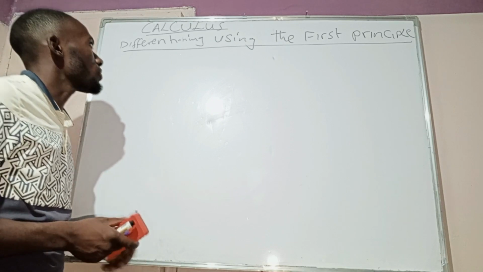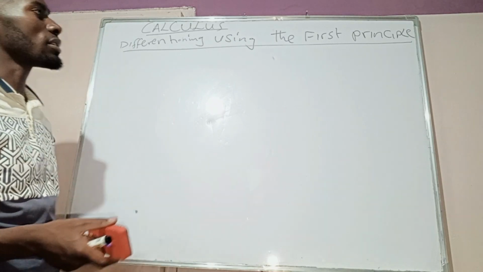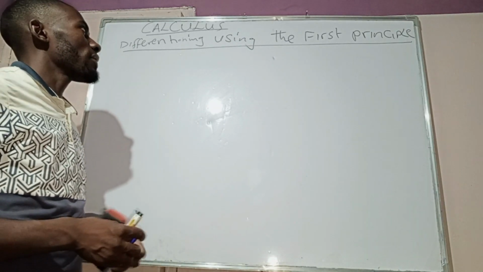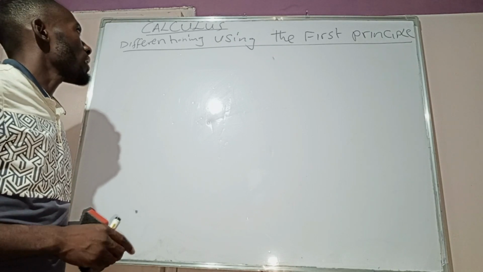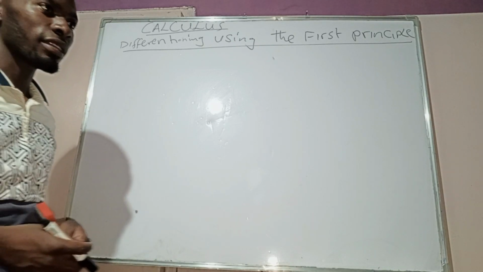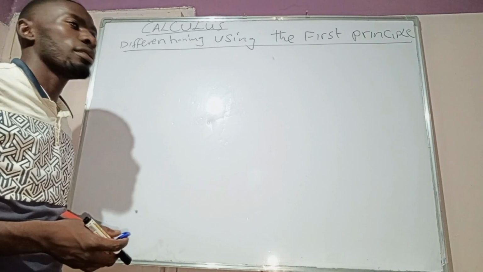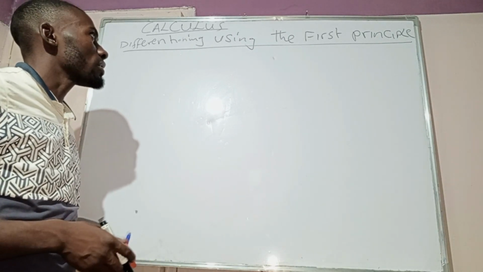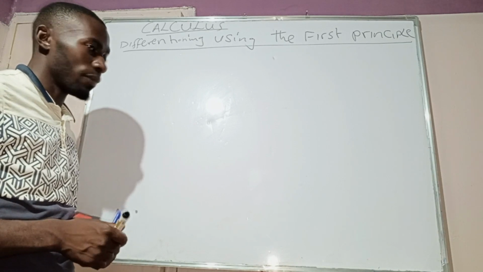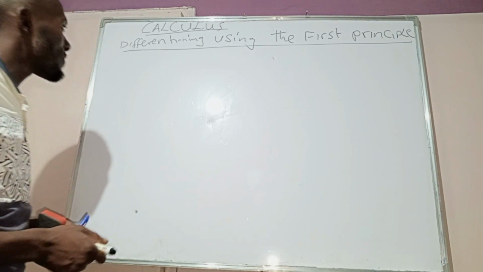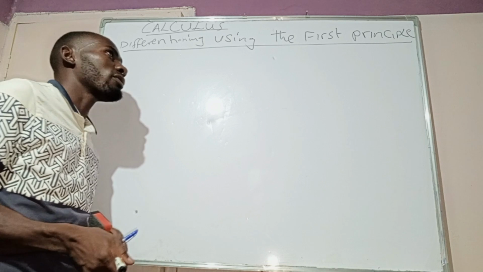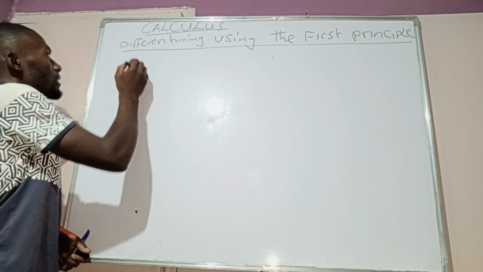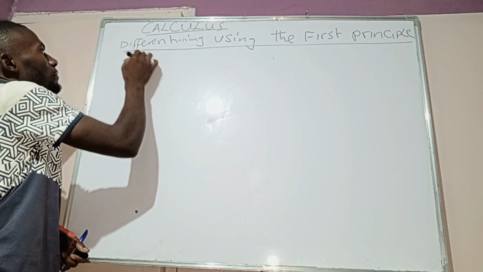The first thing we're going to look at is differentiating using the first principle. We have so many ways we can differentiate, depending on the question. Today we are going to concentrate on differentiating using the first principle. When you're differentiating using the first principle, the first thing you have to know is the formula.